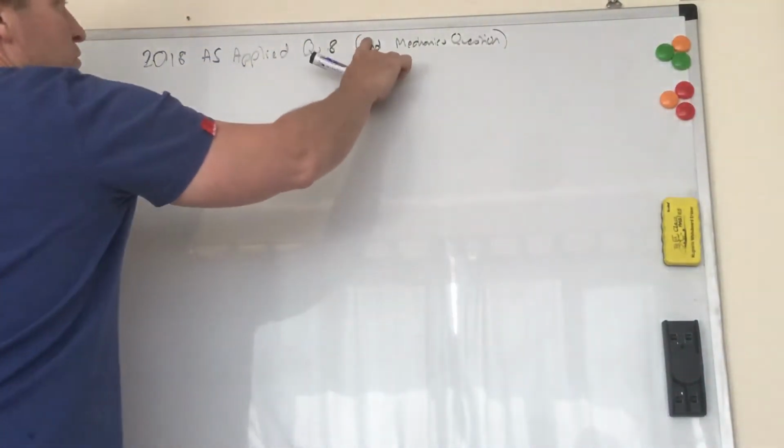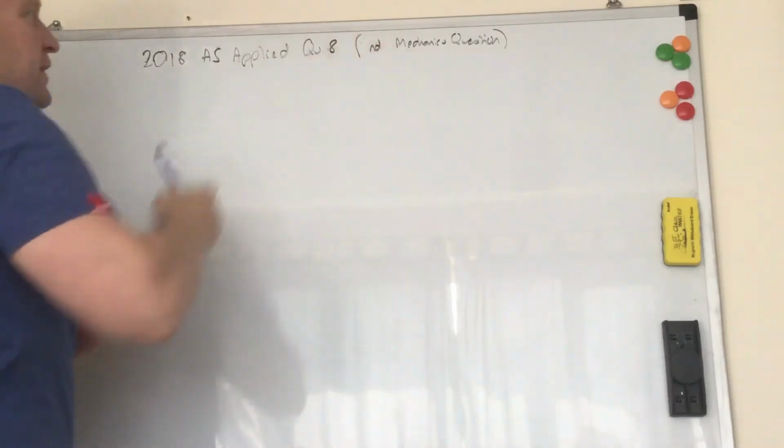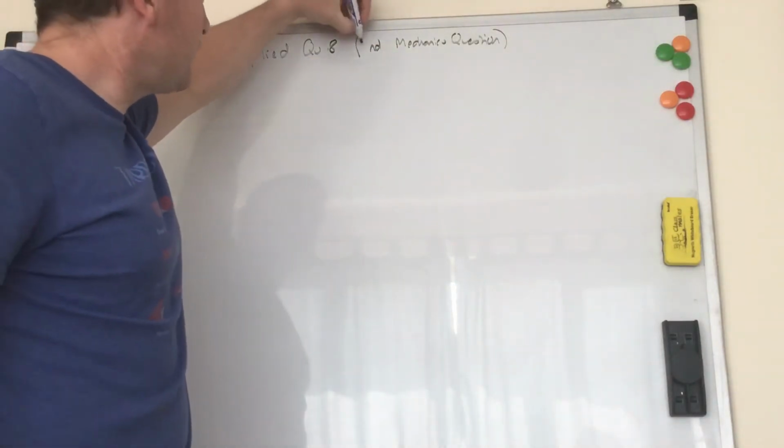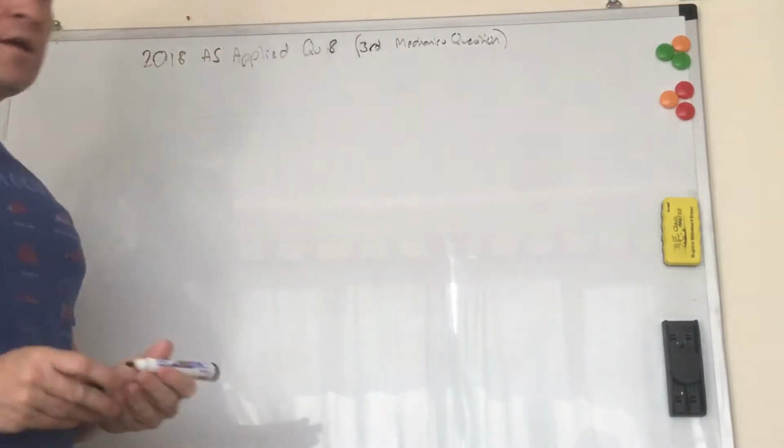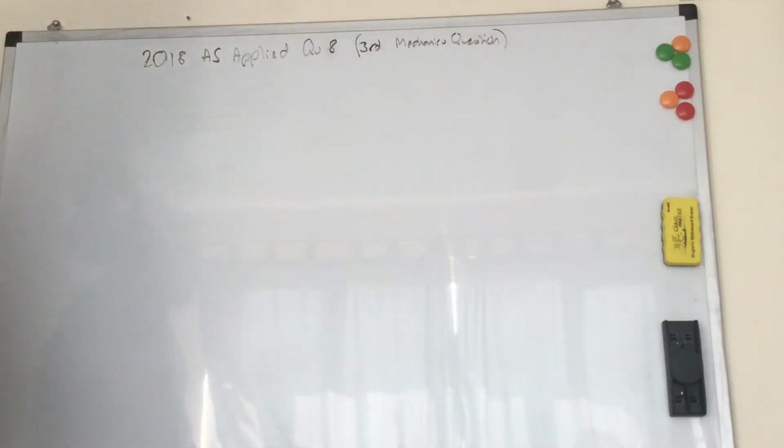Okay, question 8 on the 2018 AS paper, third mechanics question. I can do it in an hour. Okay, this confused a few people. Some people tried to use speed equals distance over time. Some people tried to use SUVAT.